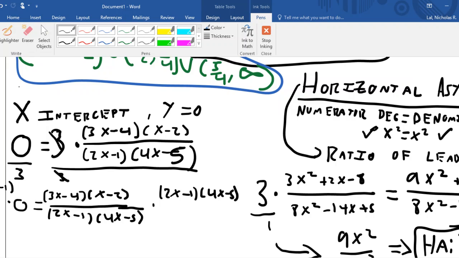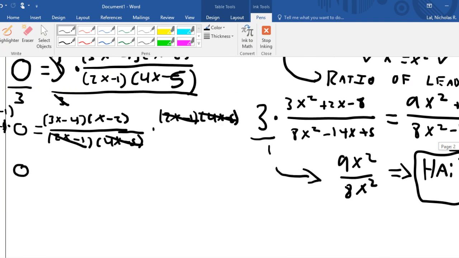What happens on the right side? Yep, 2x minus 1 cancels out with 2x minus 1, 4x minus 5 cancels out with 4x minus 5. And then what's 2x minus 1 times 4x minus 5 times 0? 0. So now I'm just left with the factors in the numerator.